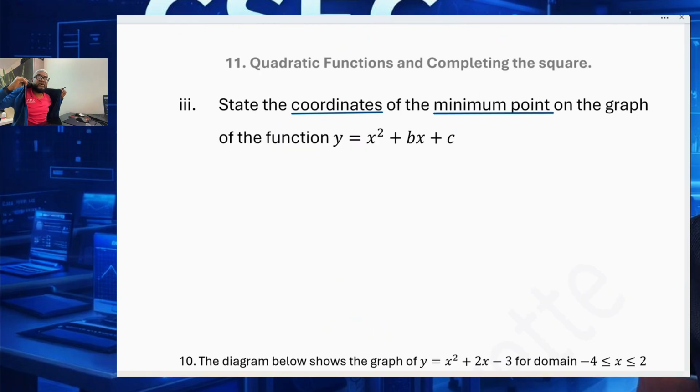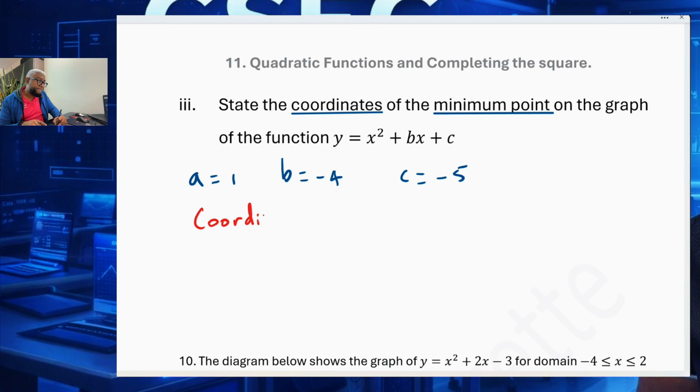So state the coordinates of the minimum point on the graph for the function y is equal to x squared plus bx plus c. Now, we just found b. b was equal to negative 4. We found c. c was equal to, and we know what a is. What a is from this function here? 1.